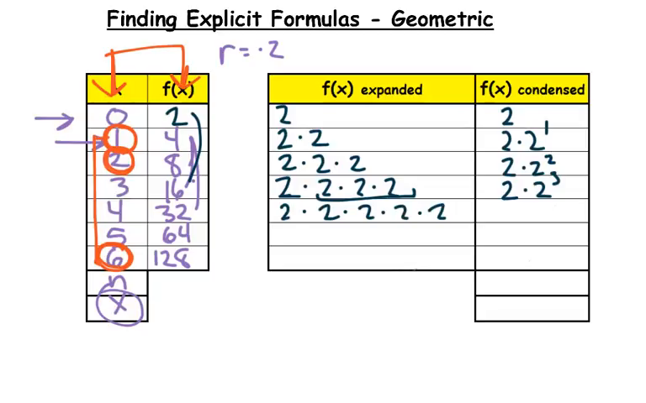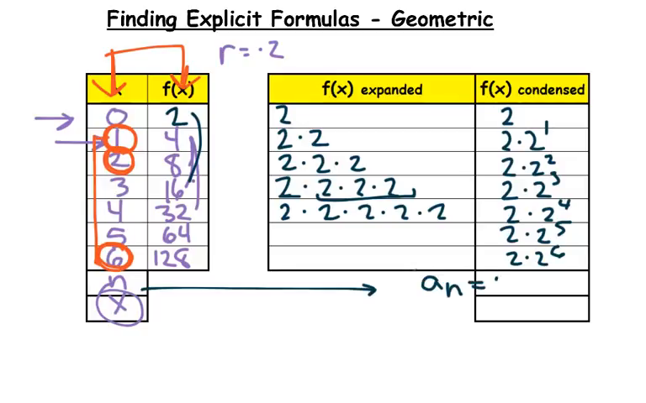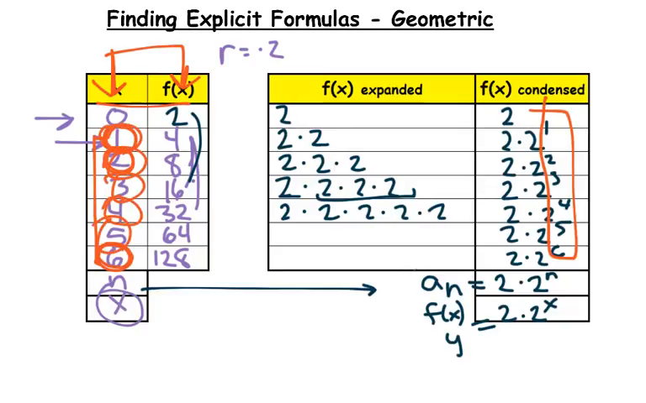So the pattern here now that you can see, so 2 times 2 to the 5th, 2 times 2 to the 6th. This with n, a sub n would equal 2 times 2 to the nth. And this would be f of x, or y, equals 2 times 2 to the x. But here, these powers, the times you're multiplying by, they match up with these input numbers, so you don't have to do that minus 1. That's why I say always go back to the 0 term. Okay? And just get in the habit of doing that.